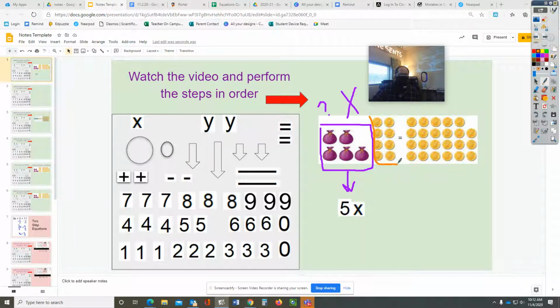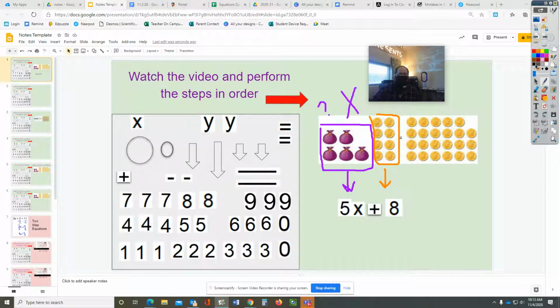The next thing I want to do is find out how many coins I have right here. I've got 2, 4, 6, 8 coins. And I'm just going to write those down below here. Now, because they're positive coins, I'm going to click on the plus sign, drag it over, and there were 8 of them, so I'm going to drag my 8 over. So my equation on the left-hand side is 5x plus 8, or 5 pouches plus 8 coins.